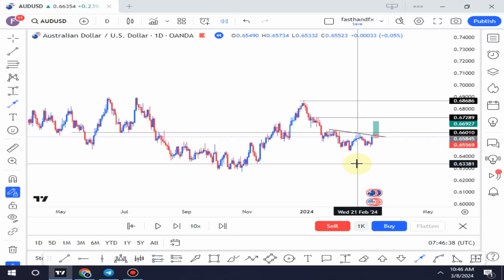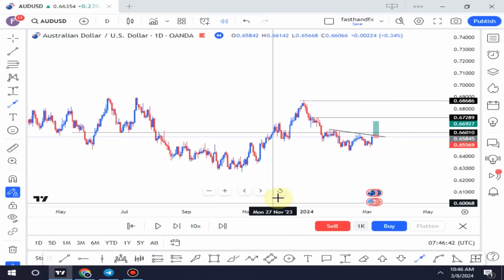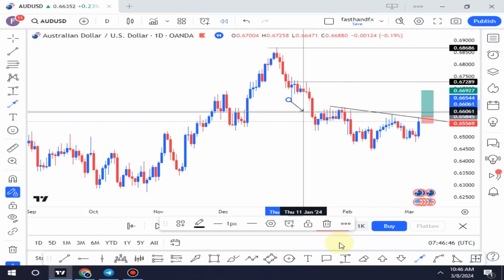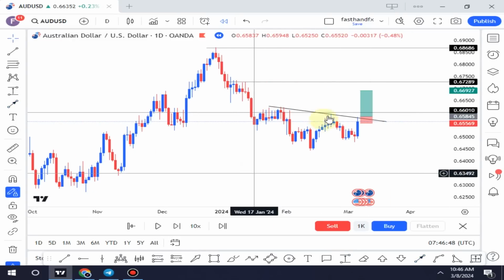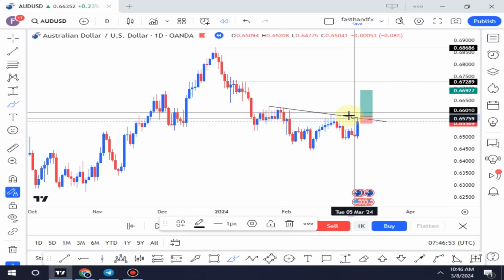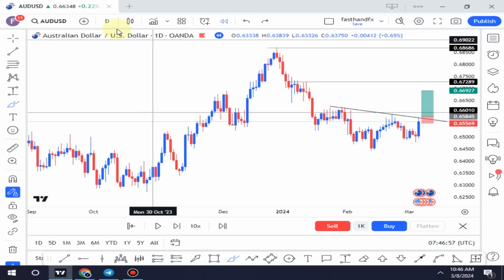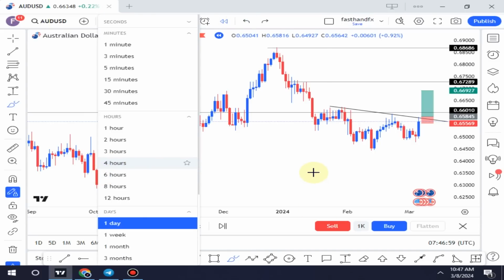So I was taking this entry based on that trend line, and then also when you zoom around this level right here, I needed to know how price is approaching those two zones. So I'm talking about this resistance right here and also this resistance right there. So let's go back to the H1 for now.